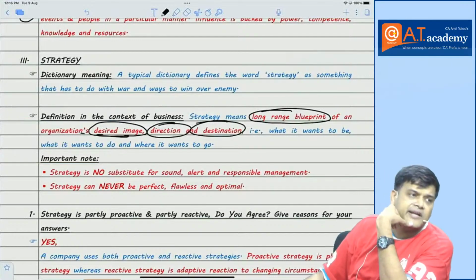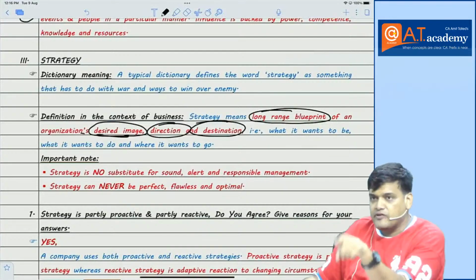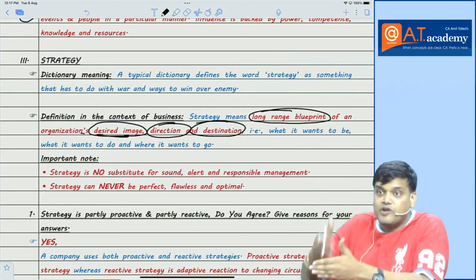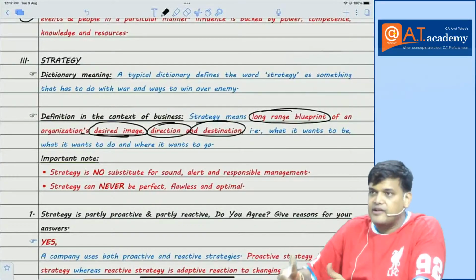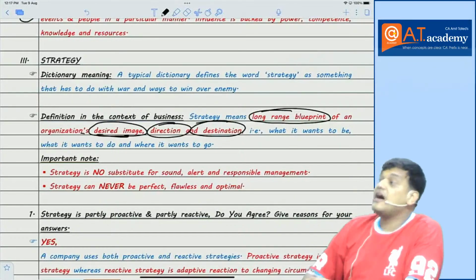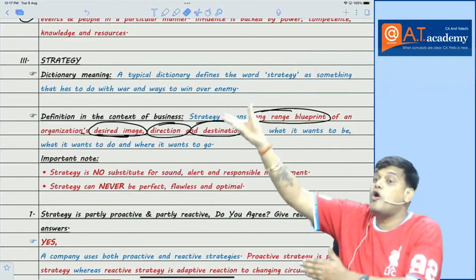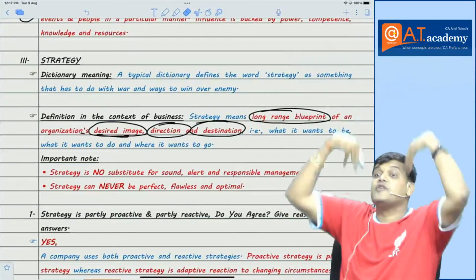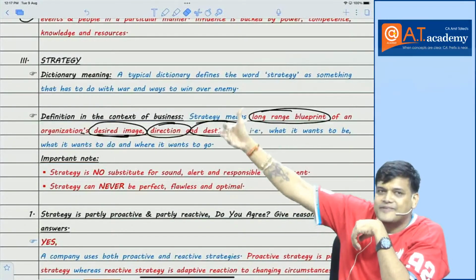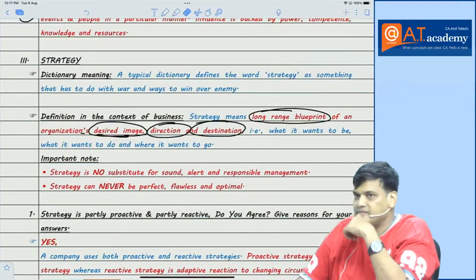Example, you will be developing a strategy right now for clearing CA Inter. Right now your strategy should be for CA Inter, because that is your destination right now. Once your strategy is achieved, you develop a next strategy. Then your strategy will be for articleship. After articleship, your strategy will be final. Once final is cleared, the next strategy will be for job or practice or something. And once that is done, your vision is achieved. So multiple strategies over a period of time will achieve a vision. Are you getting the point?